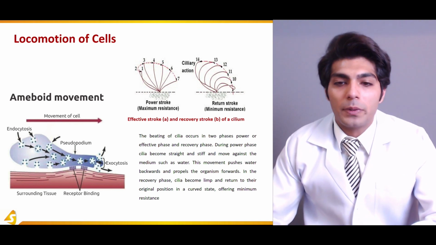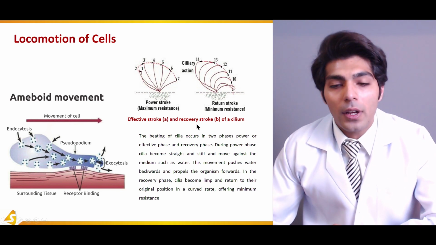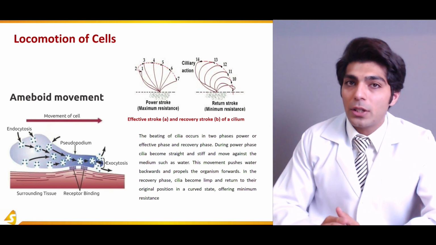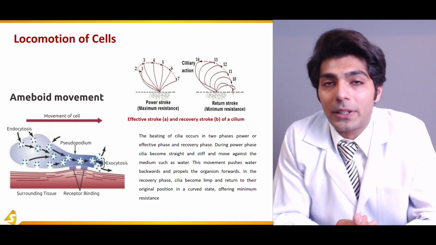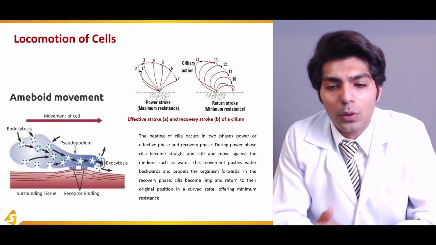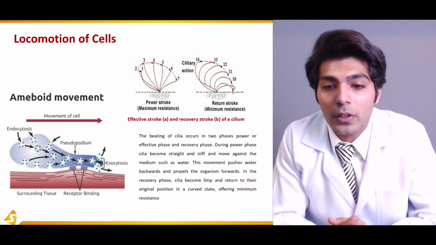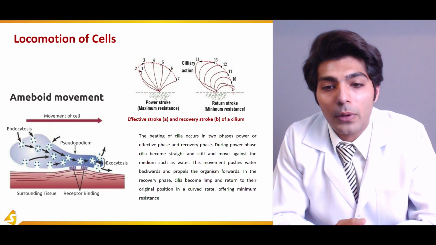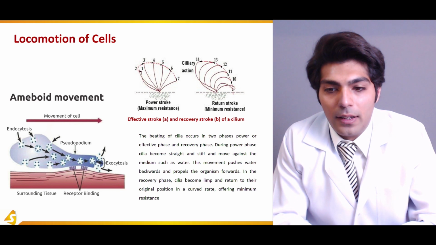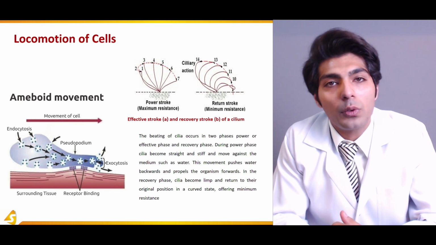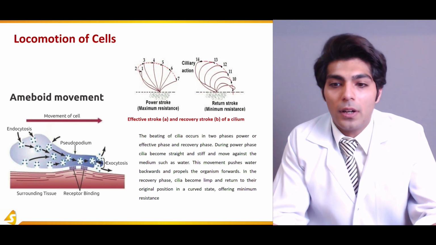Then we have the ciliary movements. They have two strokes. One is the effective stroke and the other one is the recovery stroke. Calcium and magnesium are important constituents in performing the ciliary movements. So beating of the cilia usually occurs in two phases, the power or effective phase and the recovery phase. During the power phase, the cilia become straight and stiff and move against the medium such as water. This movement pushes water backwards and propels the organism forwards.